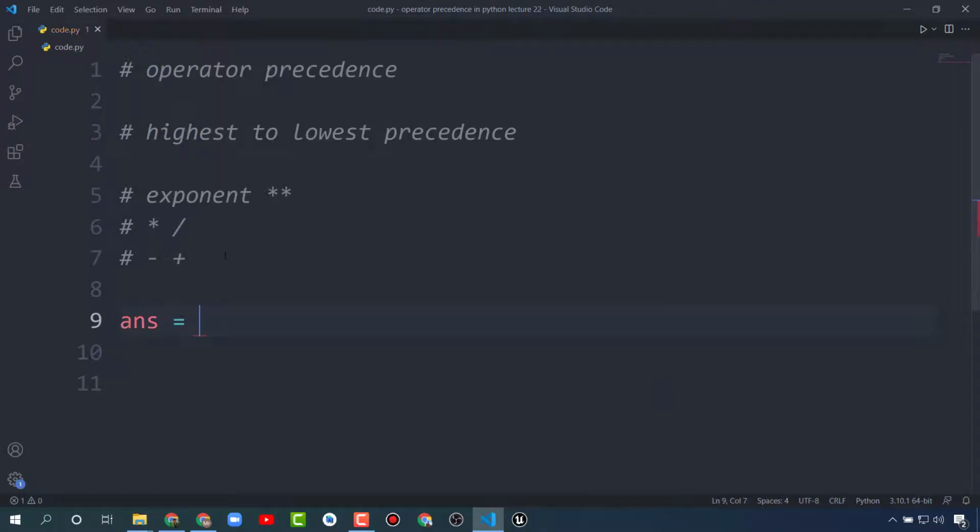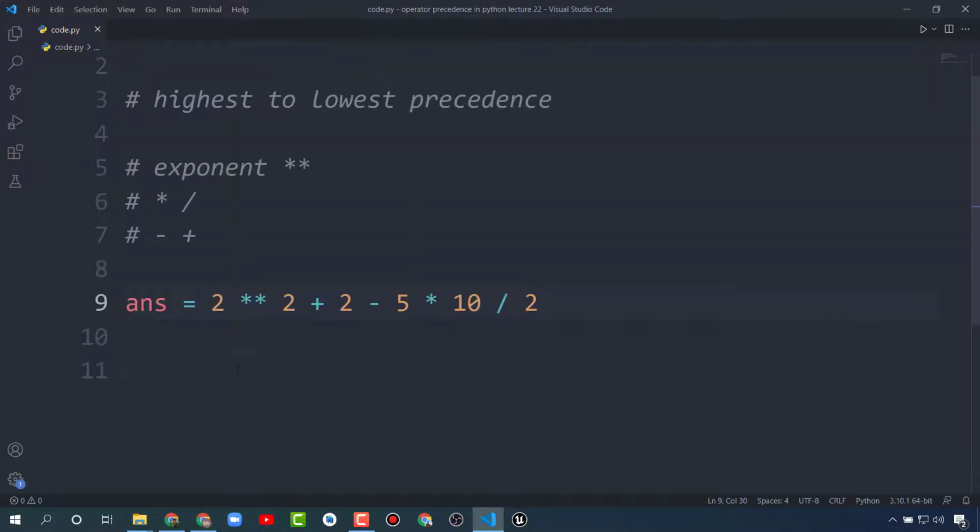So we create a variable and do some arithmetic operations: exponent, addition, subtraction, multiplication and division. So in this expression we have used all the arithmetic operators.